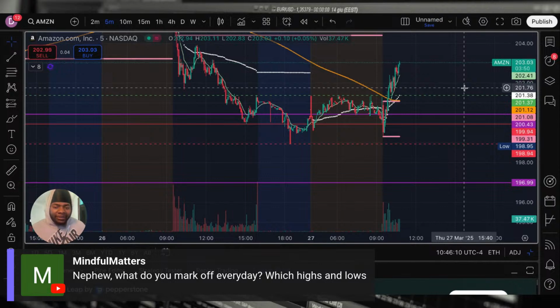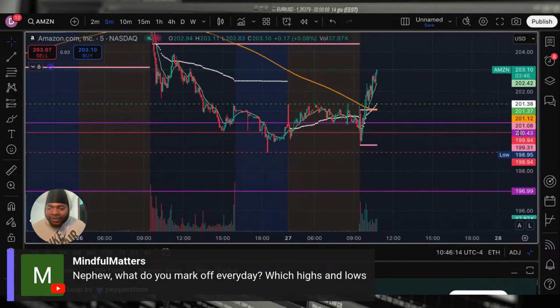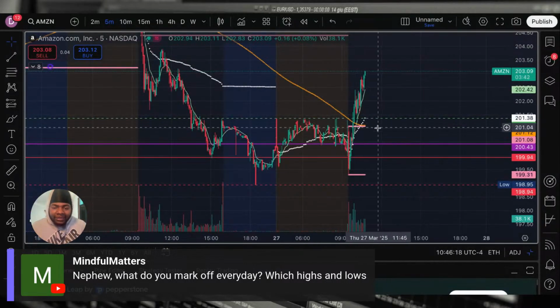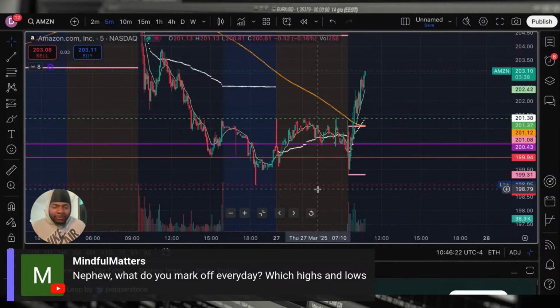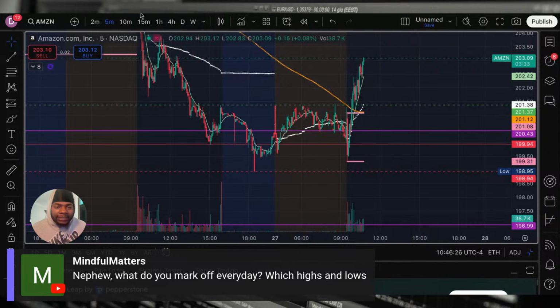Why do you think I have the pre-market high dotted green? Anybody in the comments, take a guess. Why do you think I have the pre-market high dotted the color green, and why would I have the bottom dotted the color red? Anybody, take a stab at it. I'll let y'all answer that question.